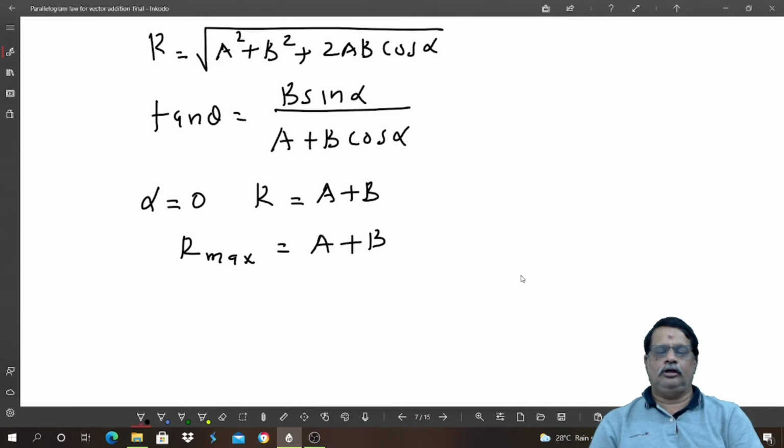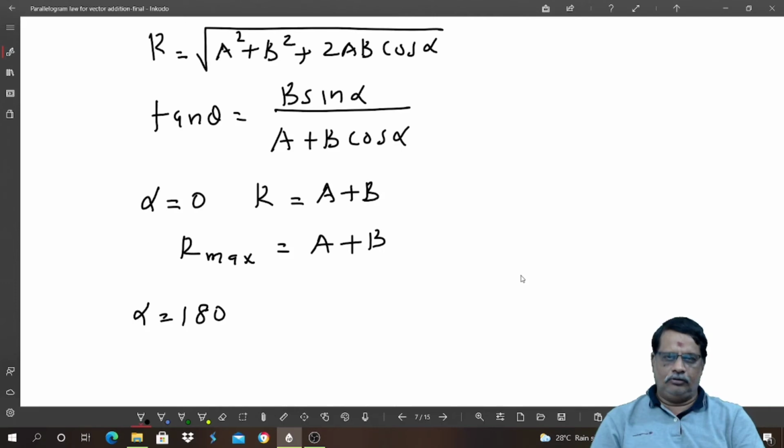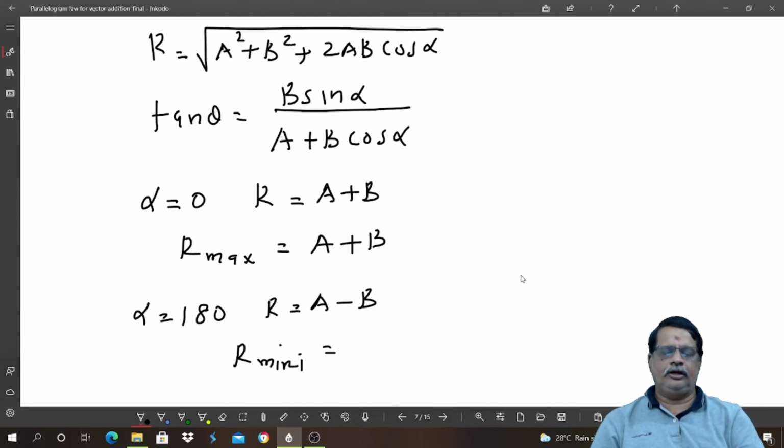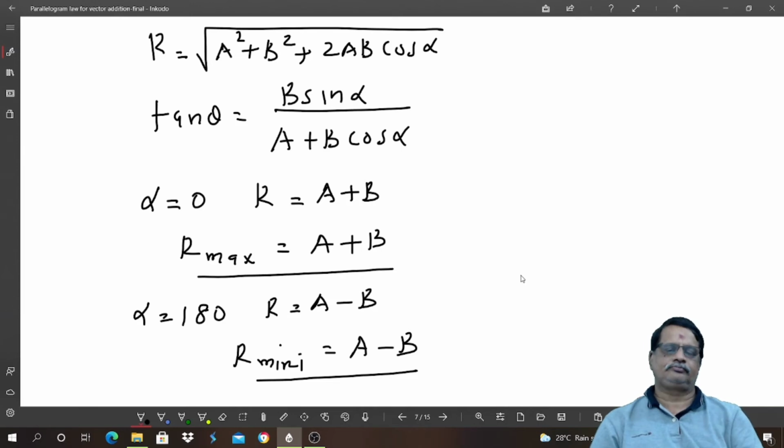And you put alpha equal to 180 degrees. Then what is cos 180? As all of us know, cos 180 is minus 1. So this will be the root of A square plus B square minus 2AB, which is the root of A minus B the whole square, which is A minus B. So then the resultant will be A minus B. So this is R minimum, equal to A minus B.